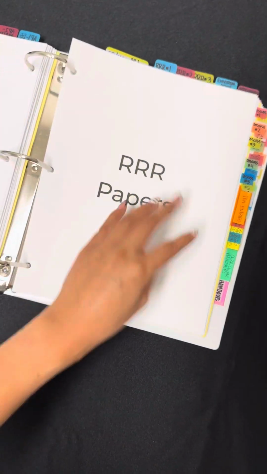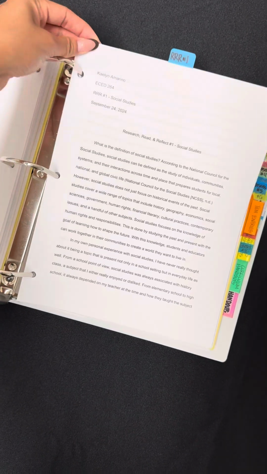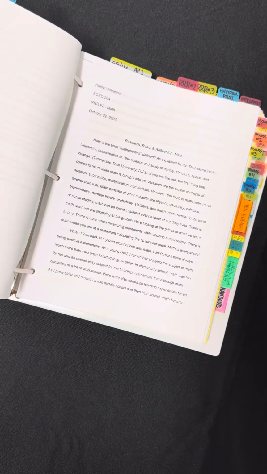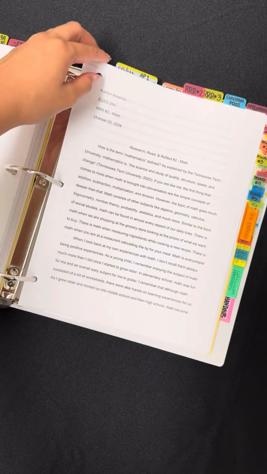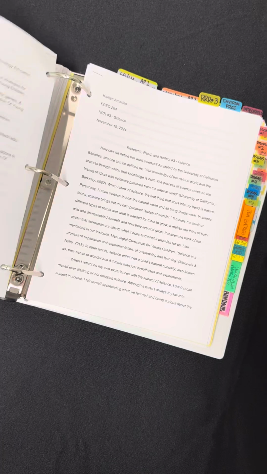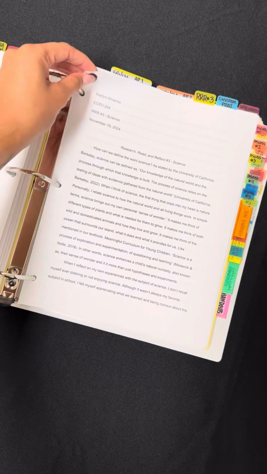The next section of this tab is my RRR papers. The first one I included is my RRR number 1 on social studies and large motor. Next, I have my RRR number 2 on math and fine motor. And finally, I have my RRR number 3 on science and sensory.